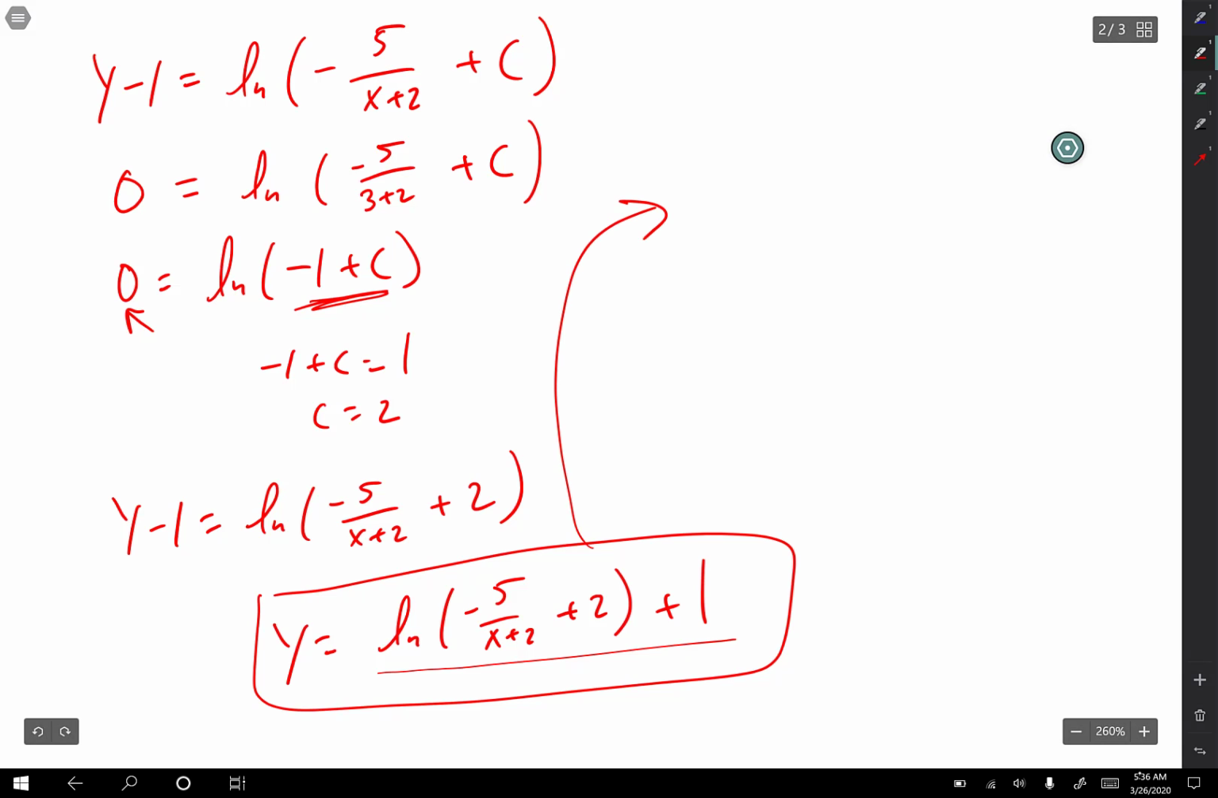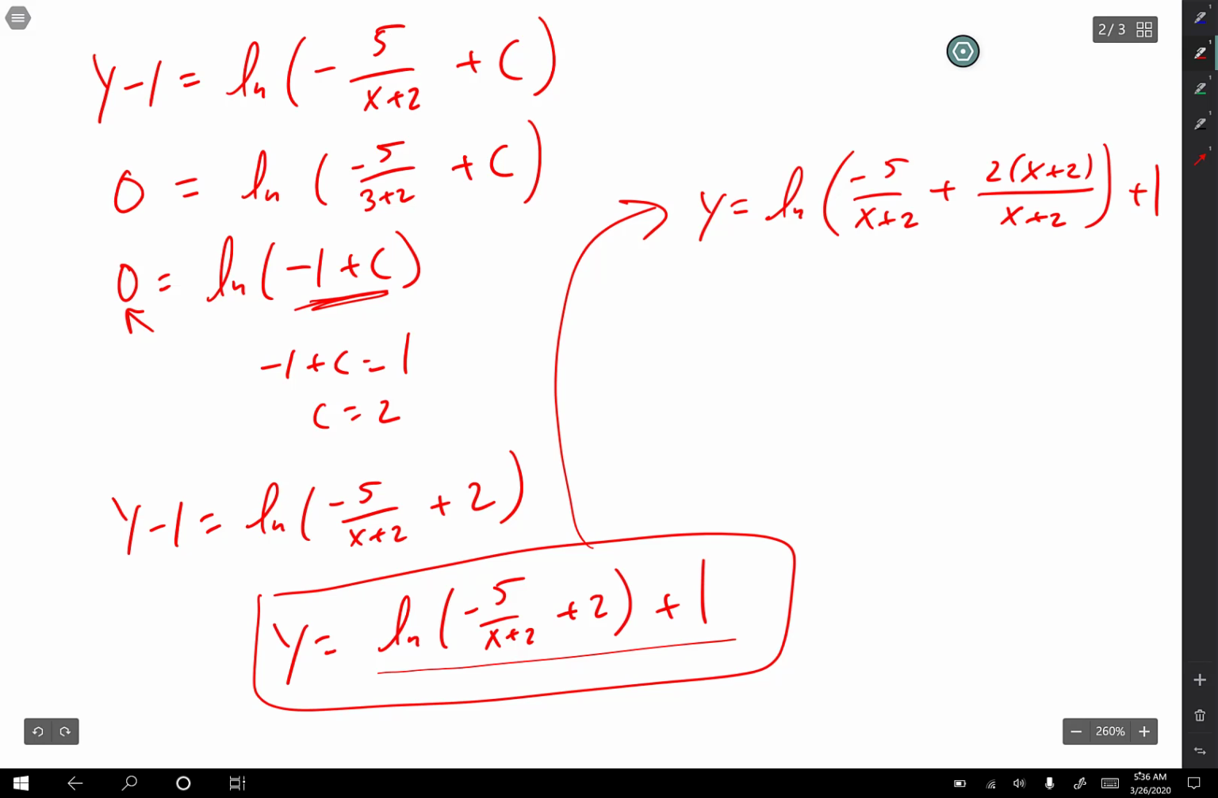So here we go. I'm going to go ahead and multiply that 2 by x plus 2 over x plus 2. So I have y equals ln of negative 5 over x plus 2, plus 2 times x plus 2 over x plus 2, and then plus 1. So I'm going to have y equals ln of negative 5 over x plus 2, plus 2x plus 4 over x plus 2, plus 1.